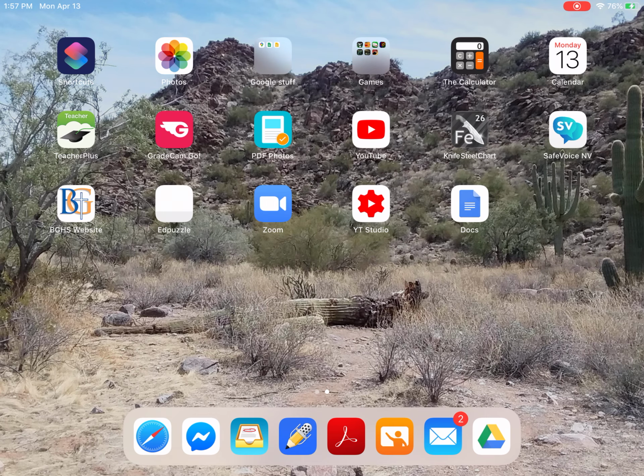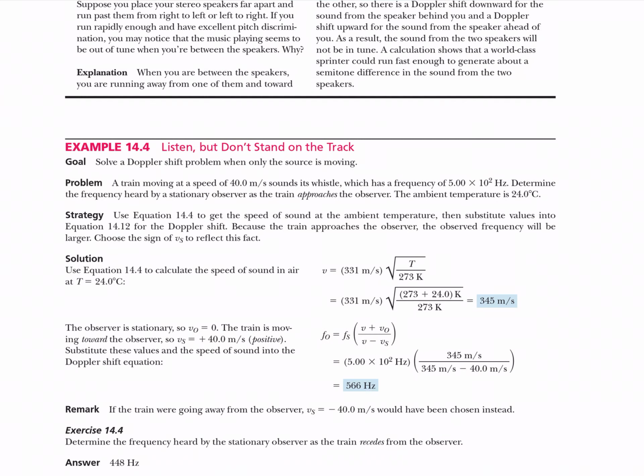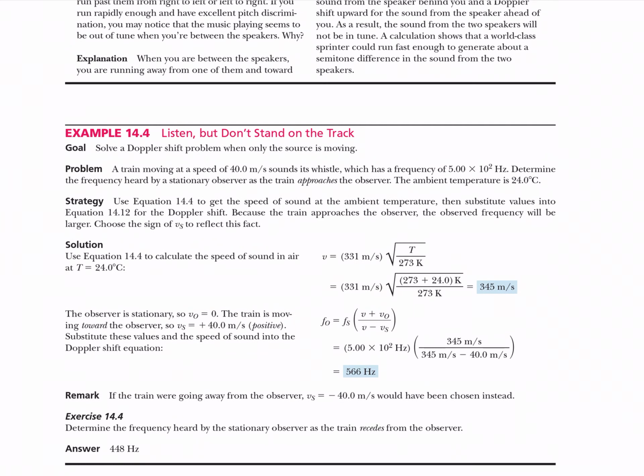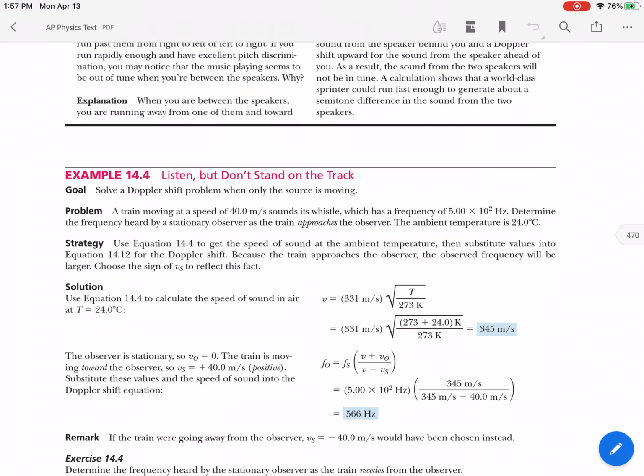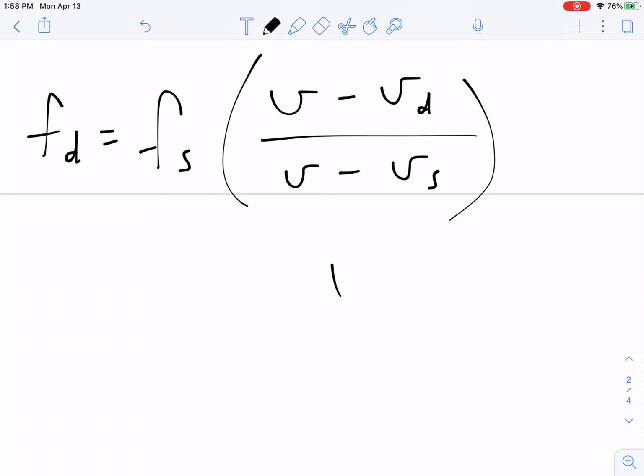Where's my book? There's my book. Okay. So notice right here they use an equation. Use equation 14.4 to calculate what the speed of sound is at 24 degrees. And you'll notice they came up with 345 meters per second. So the velocity is 345 meters per second at that temperature.